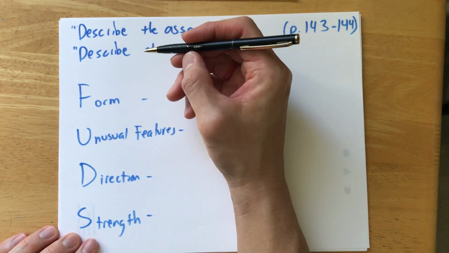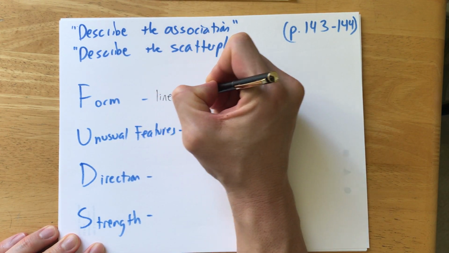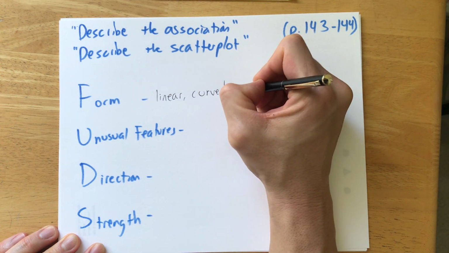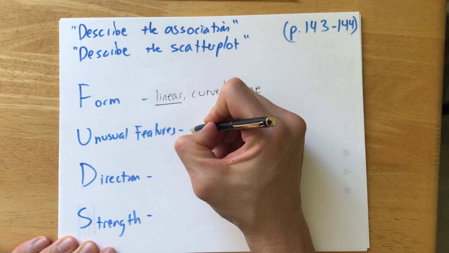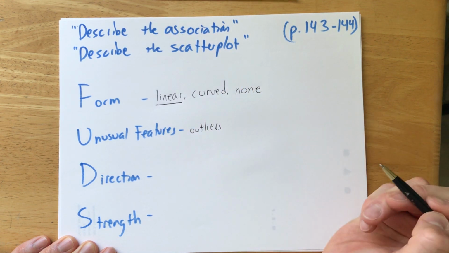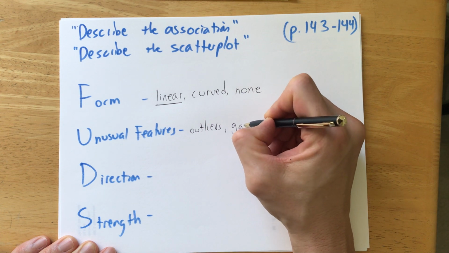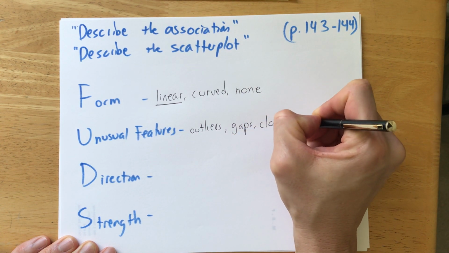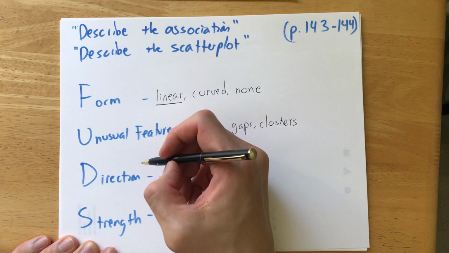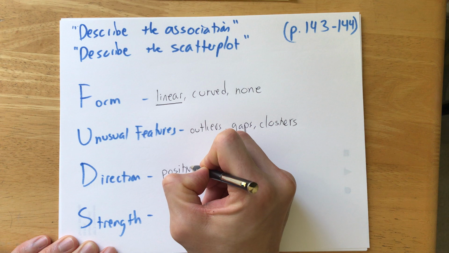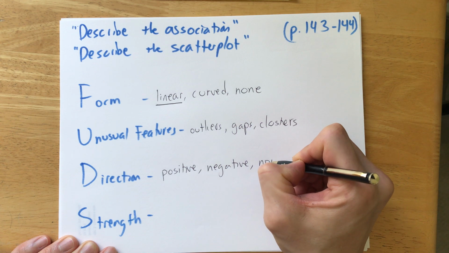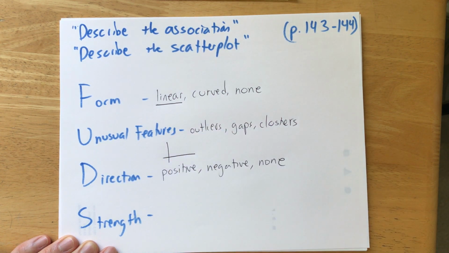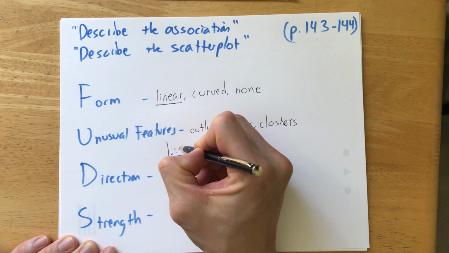So for form, we're looking at, is it linear, curved, or none, or other. Okay. We are focusing on linear. Okay. Unusual features, what we're looking for are outliers. But just like last time, we could have gaps. We also have clusters. Okay. Direction is going to be positive, negative, or neither or none.